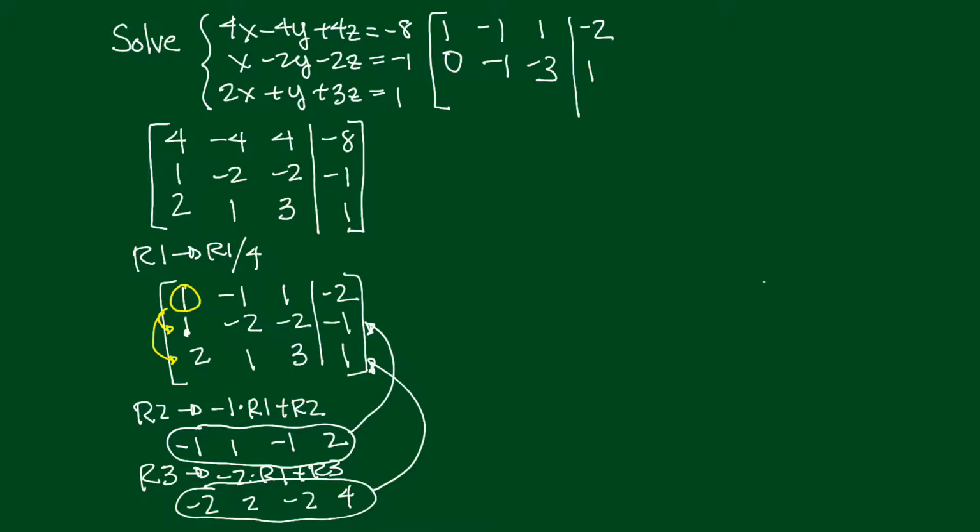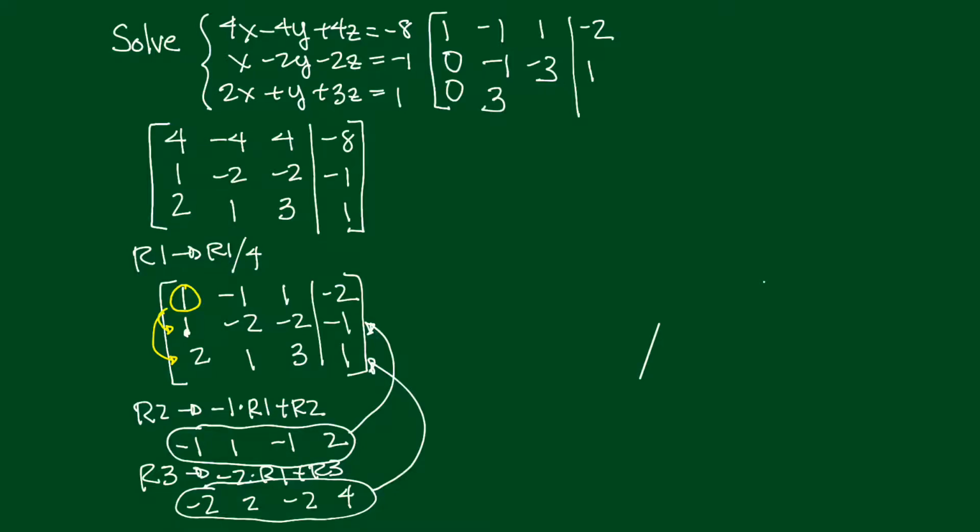And then row 3, the current row 3, is going to be added to this new row 3 component-wise. So how about first and first? 2 and negative 2 will give us a 0. That's what we were after. Second and second. So we'll get 1 and 2. There's a 3.